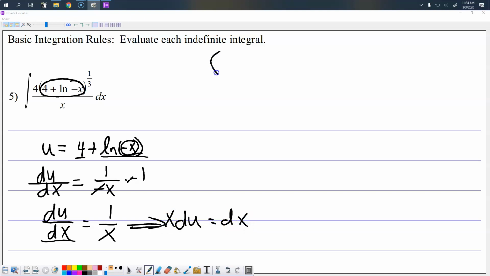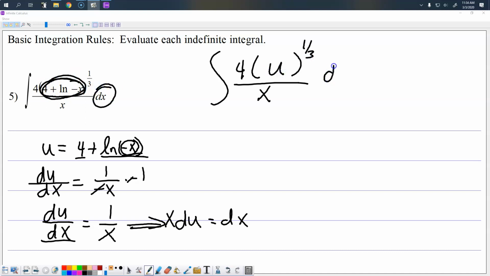So now we're ready for our u substitution. We have 4, and we're replacing this with u, and we're replacing this with x du. So now we have an x on the bottom and the top, so those cancel each other out.